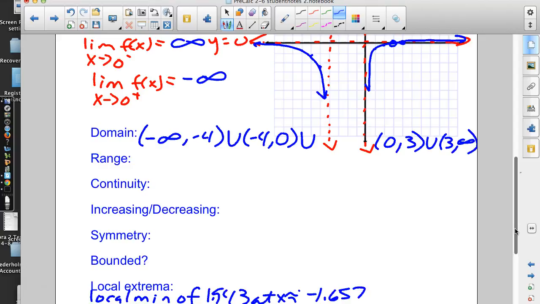So, is 3 technically in the domain? Actually, we'd probably take it both ways, because if you put a 3 in there, you realize, hey, this is a hole in the graph. And you come back and you change it at that point and say, I can't use the 3.